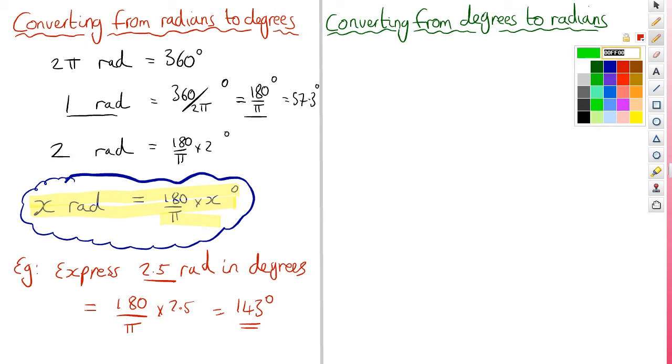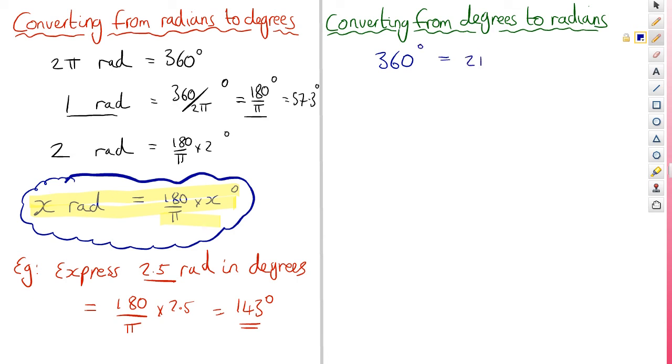Okay, good. So let's look at going the other way. If we want to convert from degrees to radians, we start pretty much from the same point, but the other way around. 360 degrees is 2 pi radians, which means that 1 degree is 2 pi divided by 360 radians. And again, we can cancel down a little bit there. We could divide the top and the bottom by 2. So we actually get that 1 degree is pi divided by 180 radians. So that's our conversion factor this time.